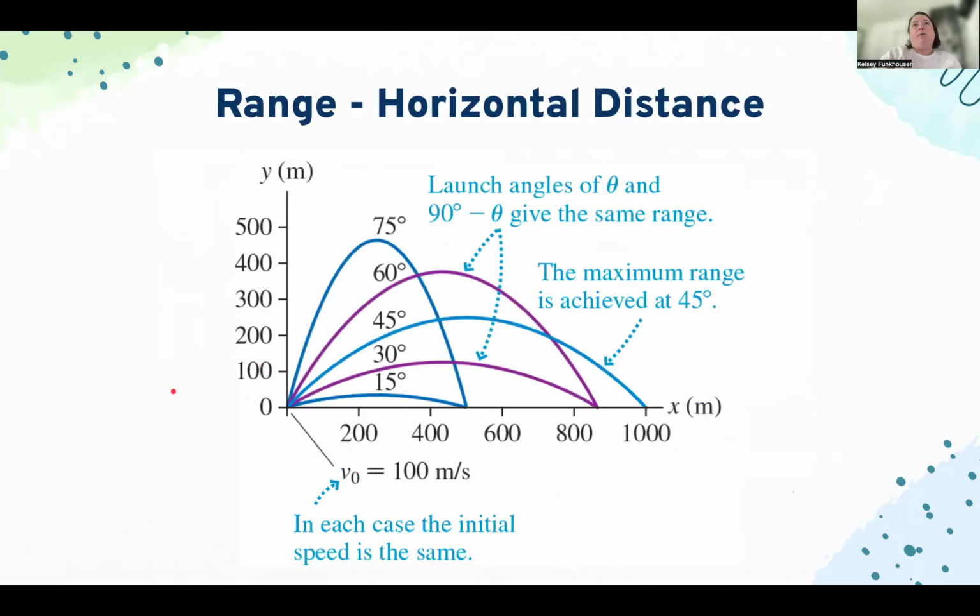Another thing about projectile motion is how far the object goes, or the range, which is that horizontal distance, depends on the angle it's launched at. To go the farthest, it needs to be launched at 45 degrees. That is what gives you the maximum range.